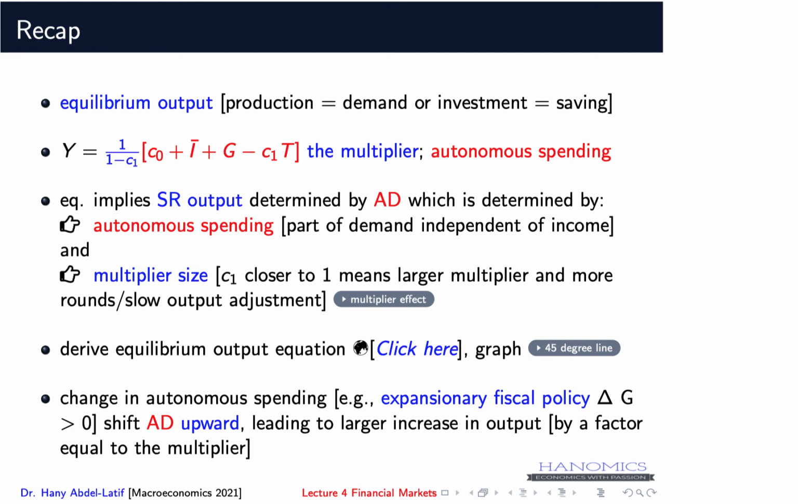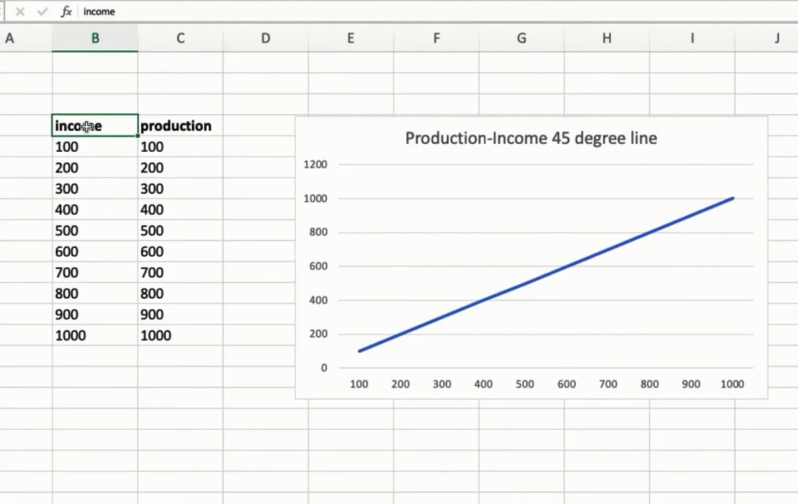One thing I mentioned last time was the 45-degree line. Remember when we started to show the equilibrium on a graph, we had income on the horizontal axis and production and aggregate demand on the vertical axis. The 45-degree line shows all the points where whatever you measure on the horizontal axis and whatever you measure on the vertical axis are equal. I made up some numbers: income from 100 to 1,000, and the same thing for production. I just tried to plot this, and it gives us exactly the 45-degree line.